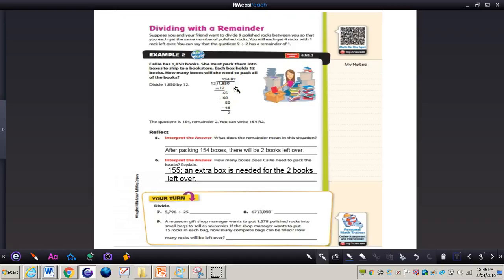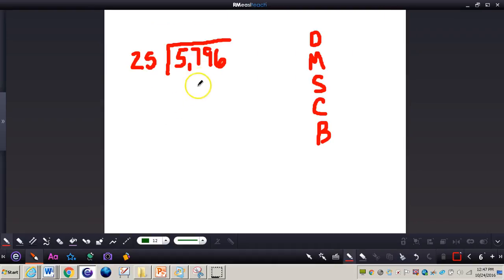Now let's take a look at number 7, 5,796 divided by 25. We'll go through this problem together, and I want you to get out your math journal and write this down. So 5,796 divided by 25. Let's work on this together. So first step, we're dividing. 25 cannot go into 5, but 25 can go into 57. How many times? 2 times.